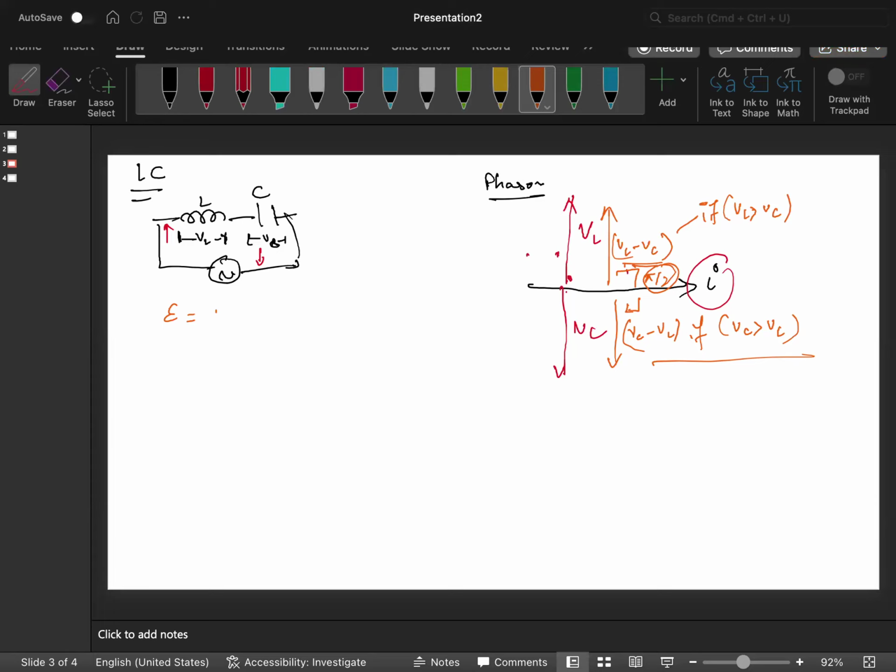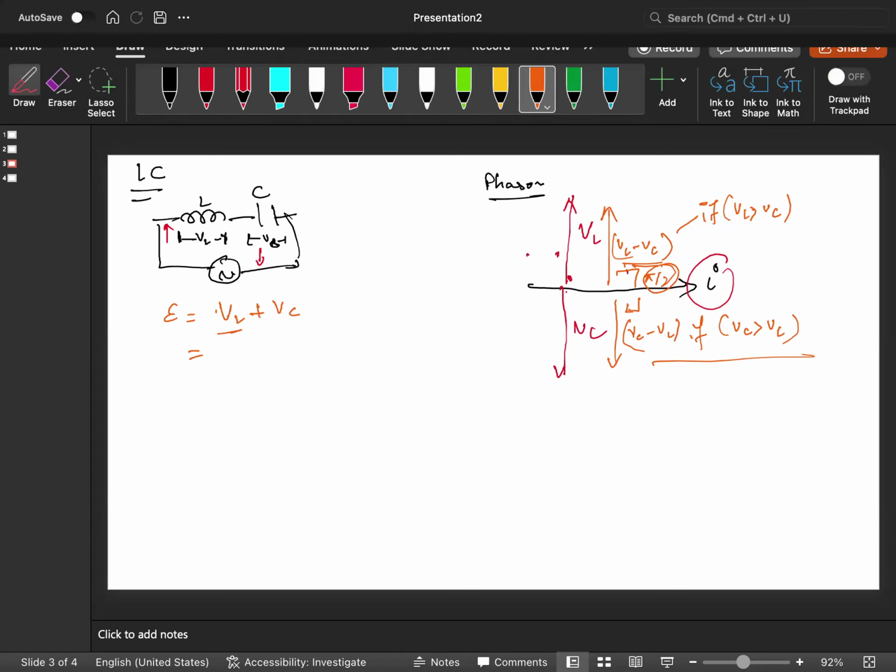The net voltage will be nothing but VL plus VC in magnitude. What is VL? The current across it, I times XL, plus I times XC. So the EMF is very simple: E equals I times the square root of XL squared plus XC squared.